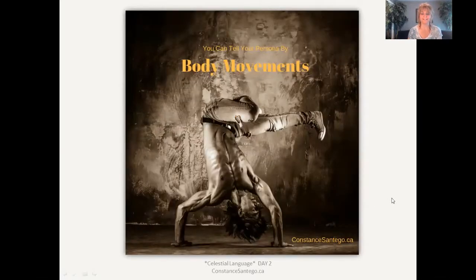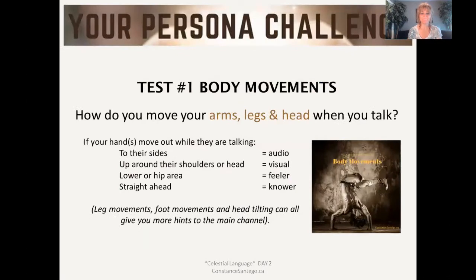Body movements. I couldn't help it. This one was just a wow, right? So how a person moves their arms and legs and head when they're talking actually will give you little cues of what channel they are. All right, so we have the 4 channels: the audio, visual, feeler, knower. It doesn't matter which order they're in, but these are the 4.